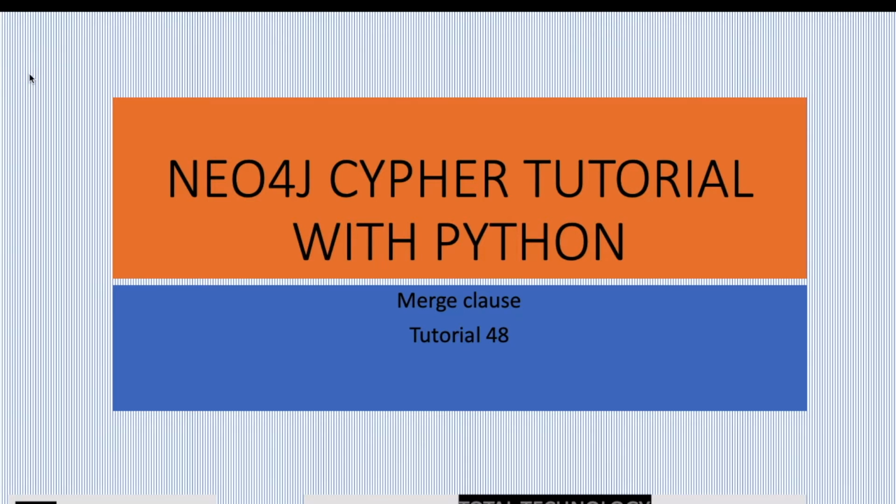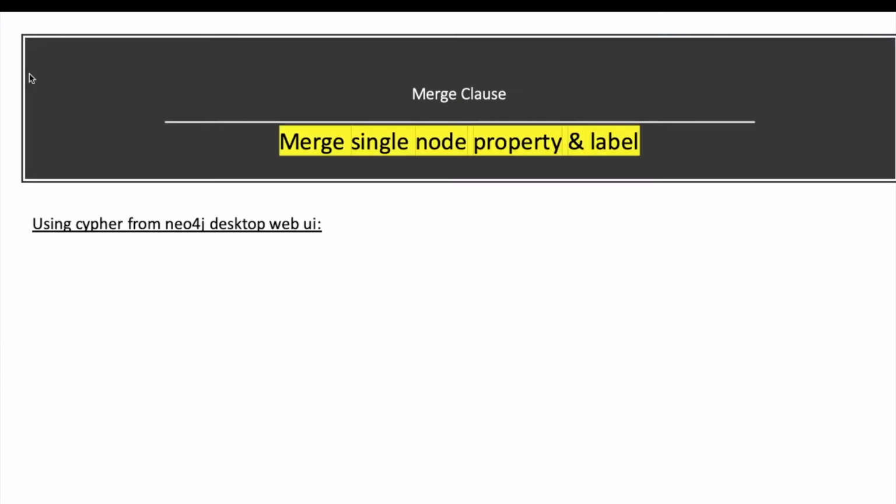This is tutorial 48, and this is a continuation of the MERGE class. I believe this is part 3. I'm not putting part 3 in the headline, but this is the third video of the MERGE class. In this video I'll talk about the use case: merge a single node with property and label. In the first use case we saw how to merge a single node with label. In the last video we discussed how to merge a single node with property but without any label. But here everything is together: node, property and label.